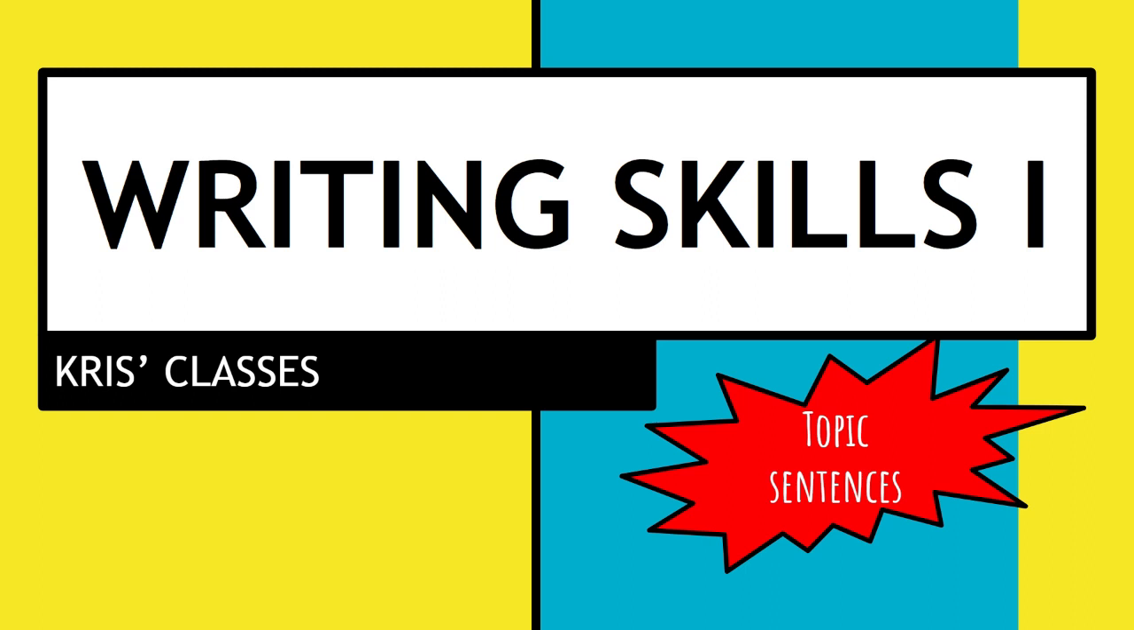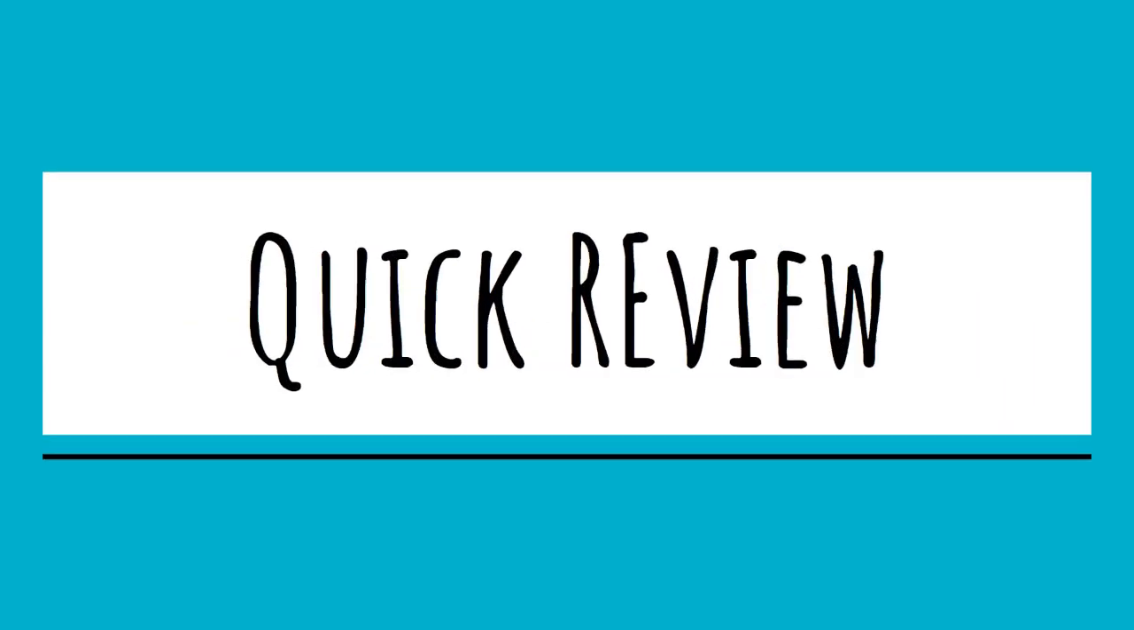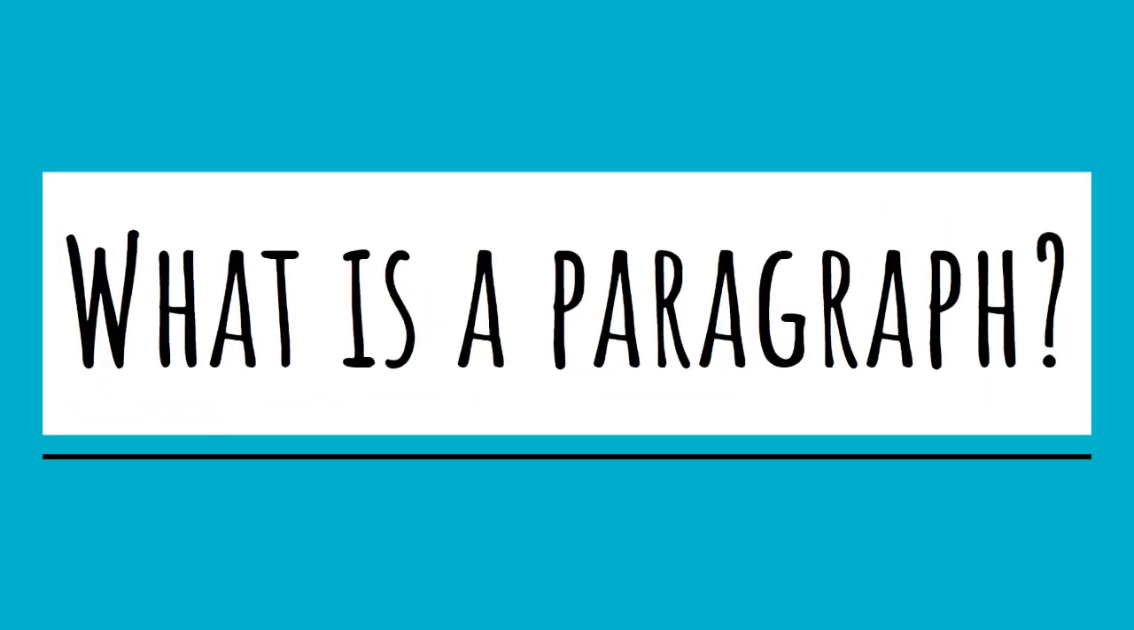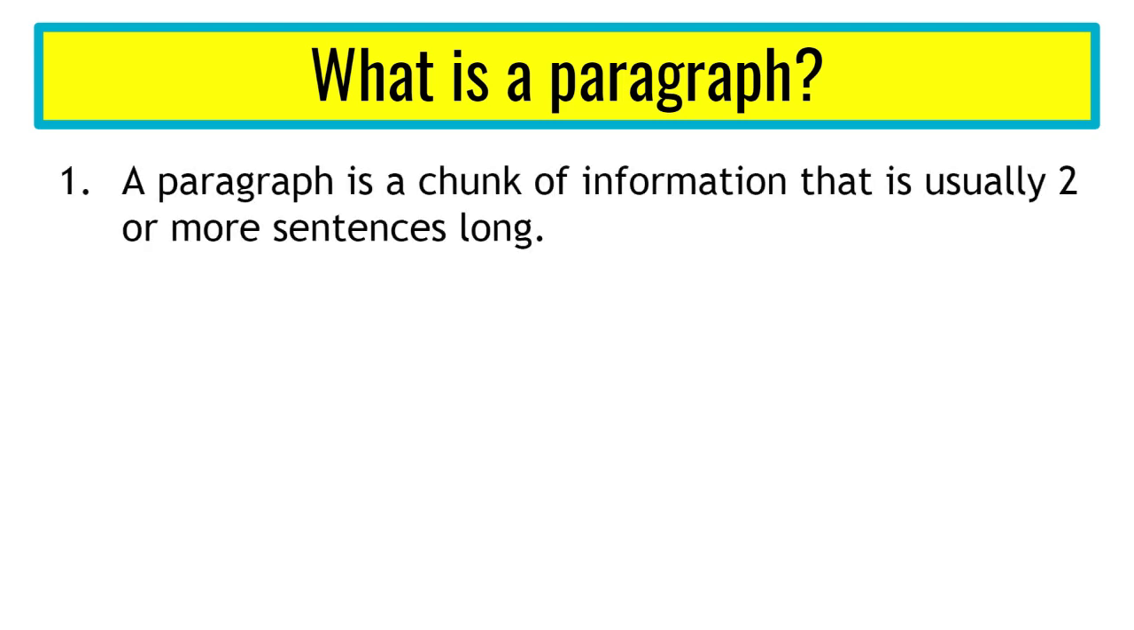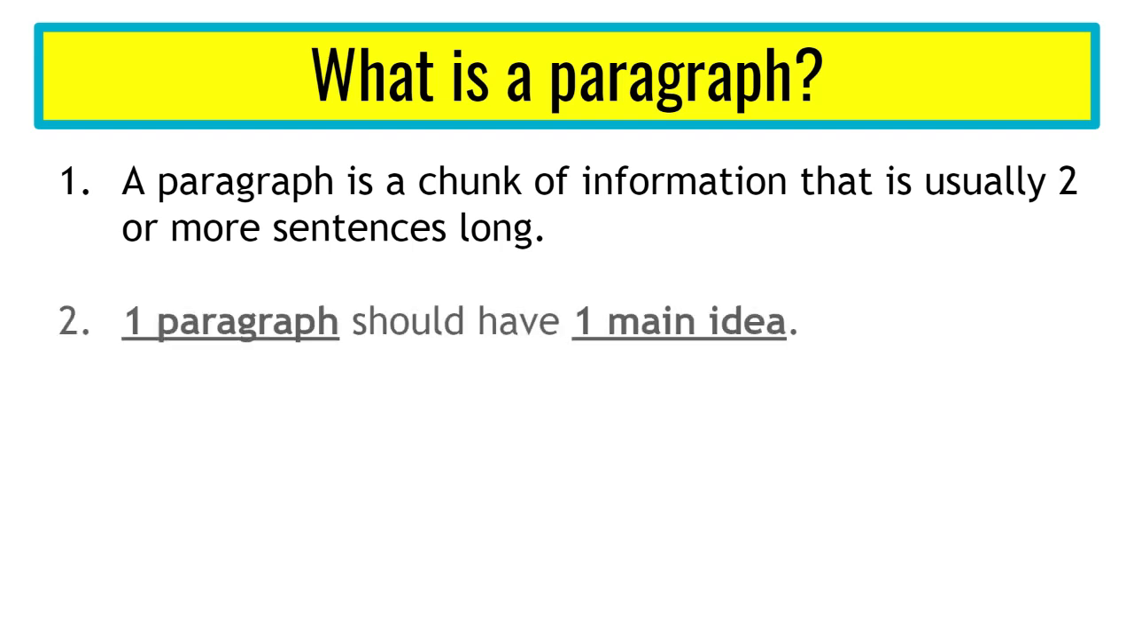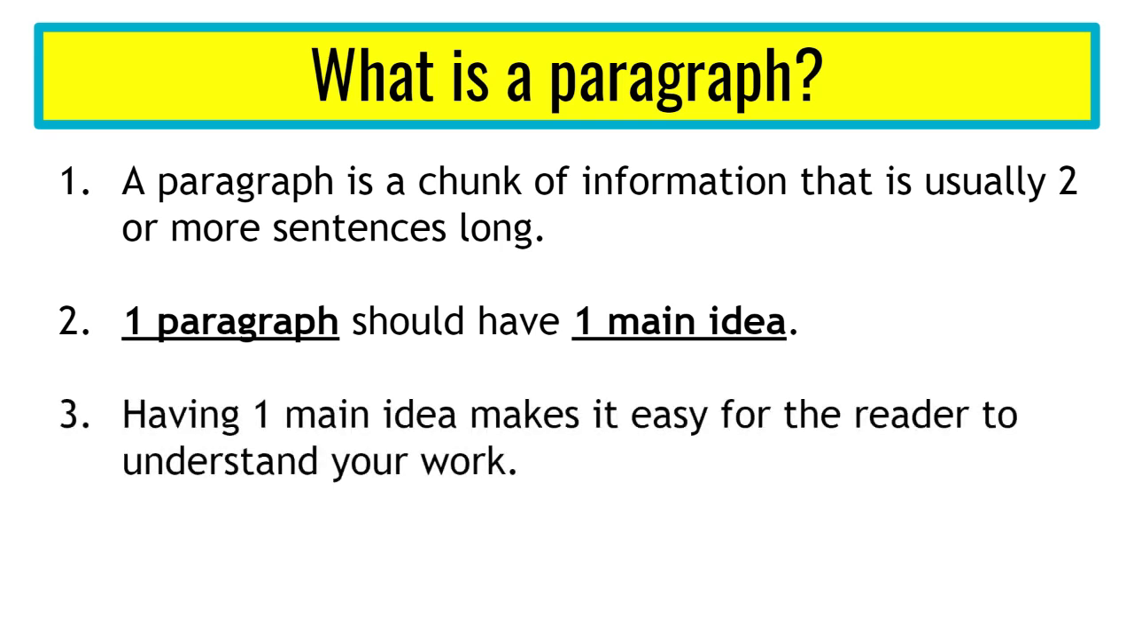Now on to the class. First, let's begin with a quick review of what we talked about last lesson. Let's go over what a paragraph is one more time. First, a paragraph is a chunk of information that is usually 2 or more sentences long. As I mentioned last time, a paragraph can be 1 sentence long, but generally it is 2 or more. One paragraph should have one main idea, so don't talk about too many different things in one paragraph. We do this to make it easier for the reader to understand our work.